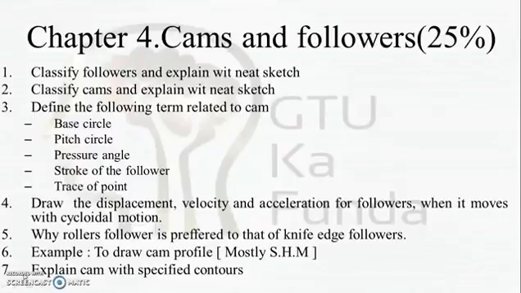Next, they define the following terms related to cam: base circle, pitch circle, pressure angle, stroke of the follower, and trace point. Draw the displacement, velocity, and acceleration for the follower when it moves with cycloidal motion. Why is a roller follower preferred to a knife edge follower? And next is how to draw the cam profile.